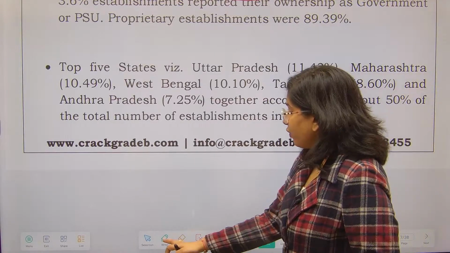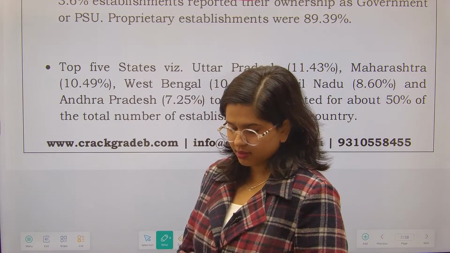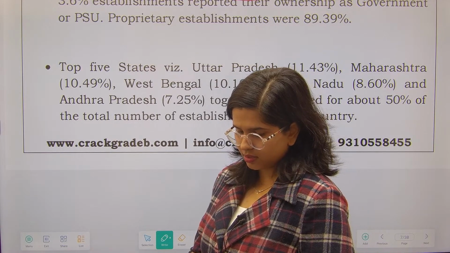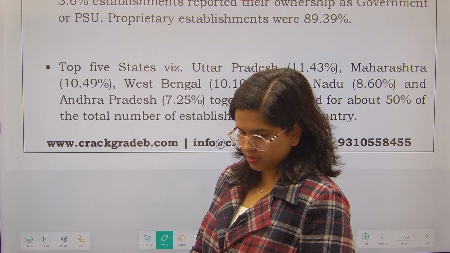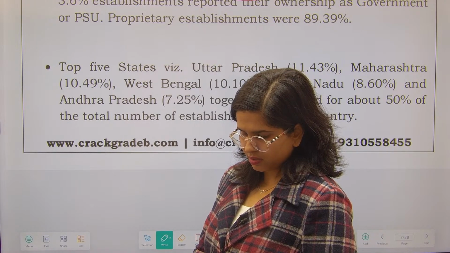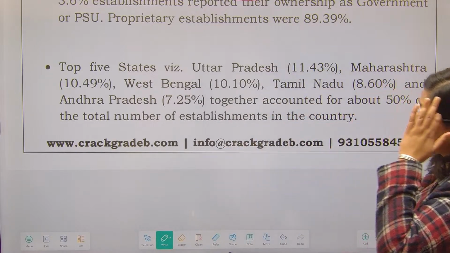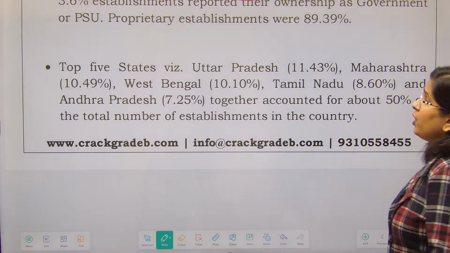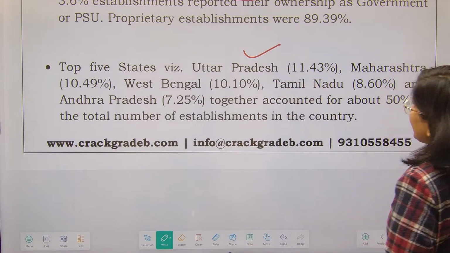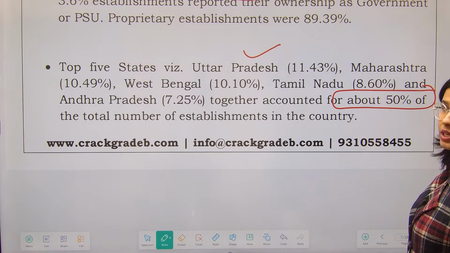Now, state related data as per the economic census. Yes, so state related data over here: the top 5 states that we have, you will find Uttar Pradesh leading, then Maharashtra, West Bengal, Tamil Nadu and Andhra Pradesh. They together account for 50% of the total number of establishments in the country, right?